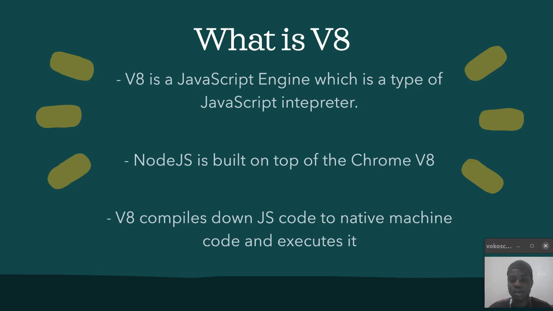So we have this V8. This V8 compiles down the JavaScript code that we write, and then converts it to native machine code so that our JavaScript code can be executed, right?